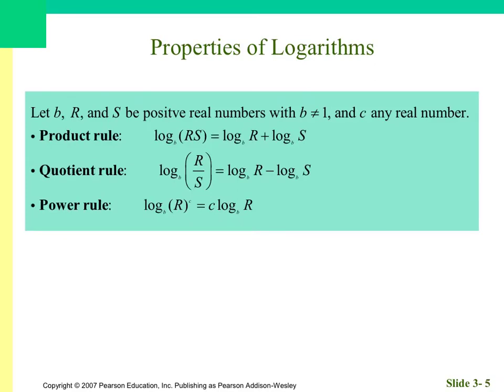Alright, product rule. Log base b of r times s is equal to log base b of r plus log base b of s. The quotient rule, log base b of r divided by s is equal to log base b of r minus log base b of s. So see, multiplication means you can switch it to addition, division means you can switch it to subtraction. And the power rule, if you have log of a number to an exponent, you can bring it out front and multiply. Okay?